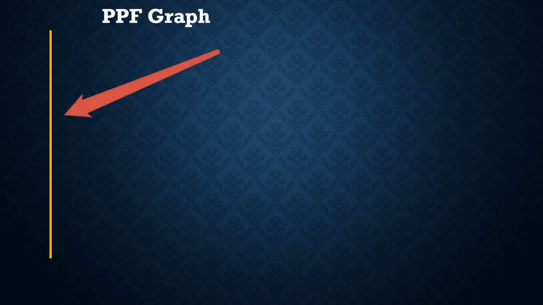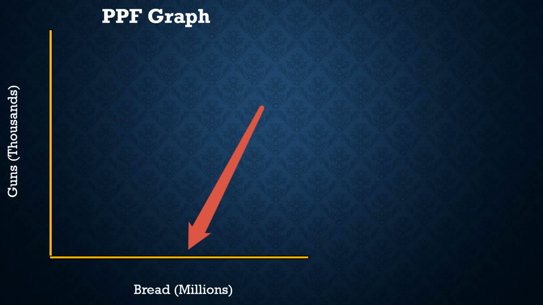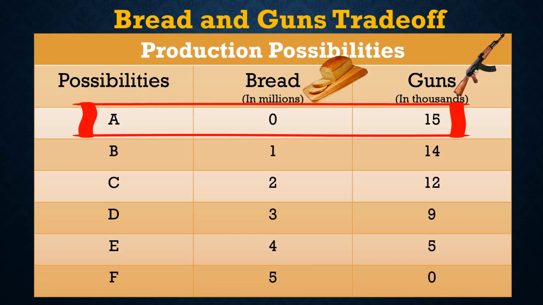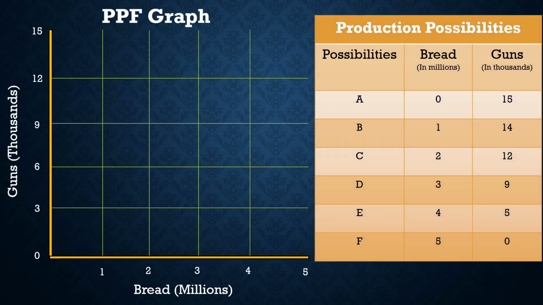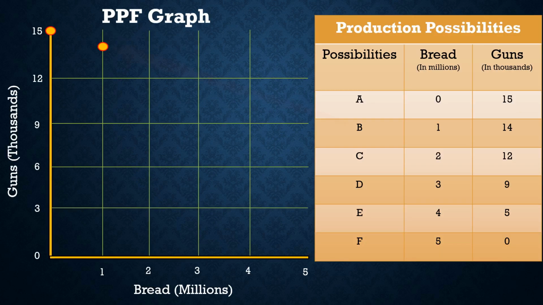On the vertical axis, we are going to plot data for guns, and on the horizontal axis we are going to plot data for bread. As you can see here, in possibility A, 0 bread is produced whereas 15,000 guns are produced. So the first point will be here. In the second possibility, that is B, 1 million bread are produced whereas 14,000 guns are produced. So the second point will be here. And in that way, in possibility C, 2 million bread are produced, whereas 12,000 guns are produced. So the third point will be here.